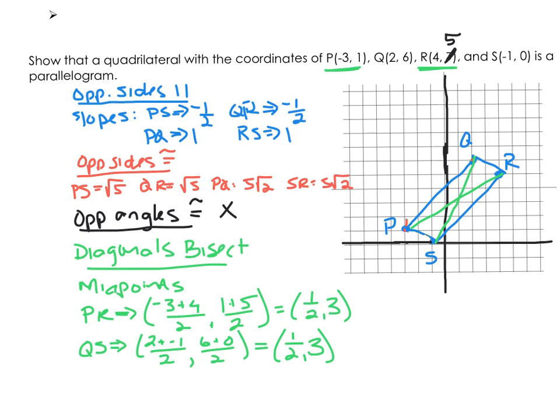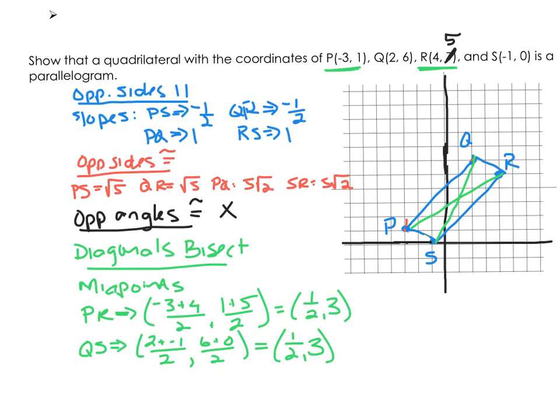So, looking at that, both PR and QS have the same midpoint of (1/2, 3). That's the arithmetic portion. That's the first part of our three-part answer. So what I might add to that to turn it into a complete answer is something like this. Well, PR and QS both have the same midpoint of (1/2, 3). Therefore, they bisect each other. Any quadrilateral whose diagonals bisect each other must be a parallelogram. So that's how we know that PQRS is a parallelogram.